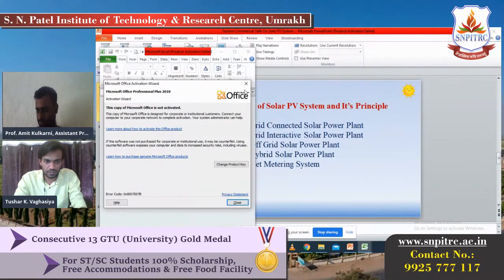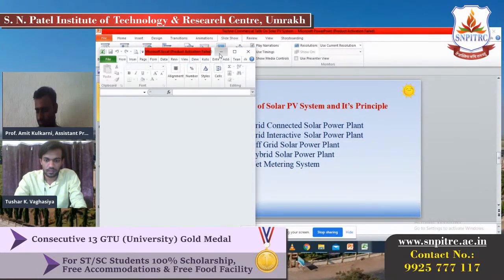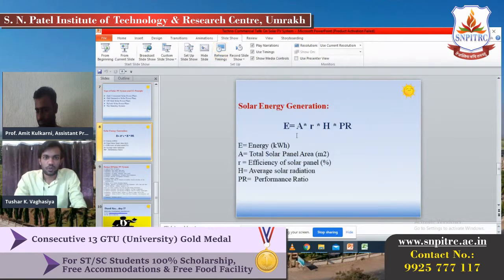Next one is solar energy generation. So here is the energy generation. How much power is produced from the solar? It totally depends on the area as well as the total radiation. Okay, right. Here is the energy generation, and here is the total power panel. Let me show you one example for this also.